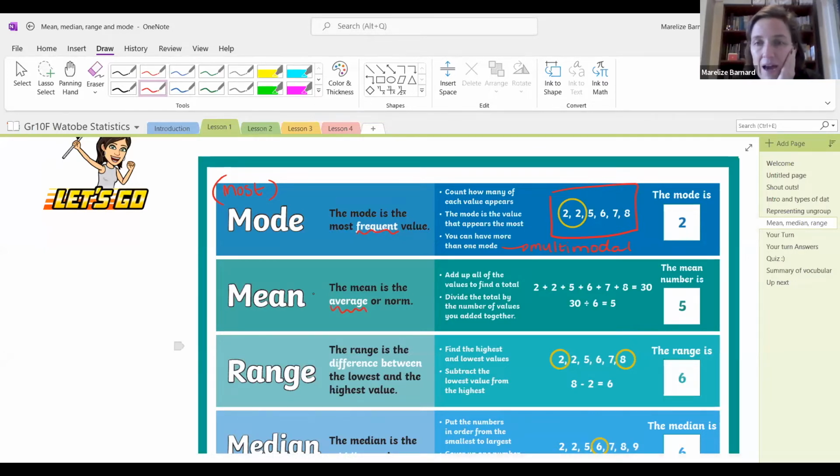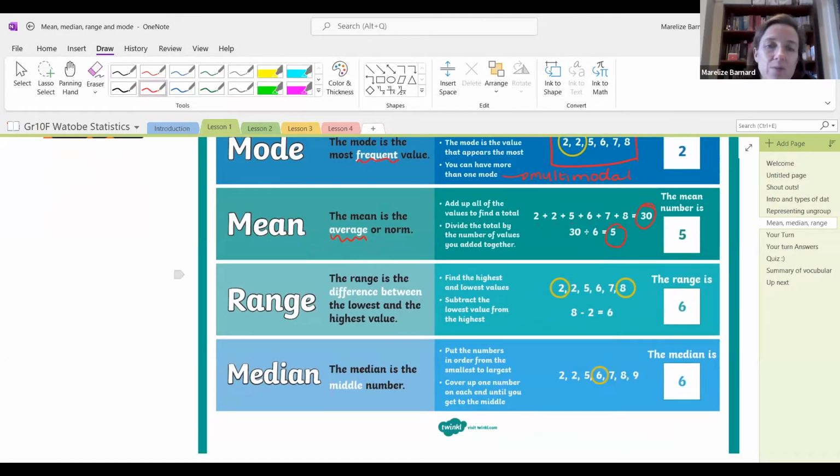Okay, so let's look at this example here. If we take our little data set, 2, 2, 5, 6, 7, 8, the way we calculate the mean or the average is we take all the data values, we add them together, so the 2 plus 2 plus 5 plus 6 plus 7 plus 8, that gives me the 30. And then I divide that by the number of data values that you get. So 30 divided by 6, that gives me 5.